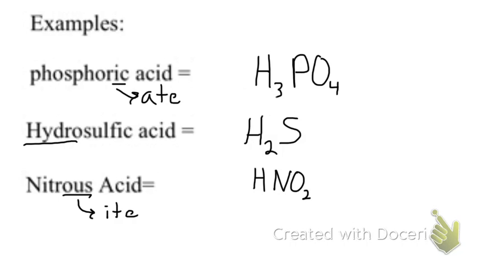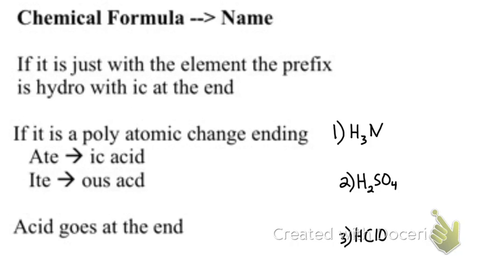Alright, that is converting from the name to the formula. Next we're going to convert from formula to name. Alright, so here we are. Last step. Here we are going from the chemical formula to the chemical name. And so the rules are, if it is just with the element, the prefix is hydro with ic at the end.